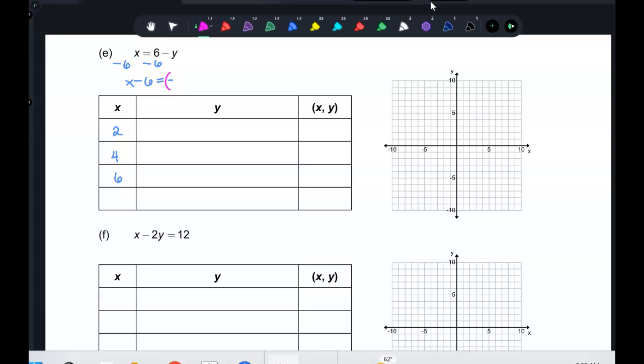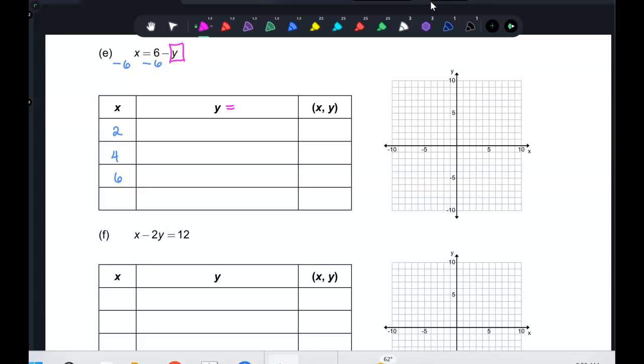Okay, listen. I need to isolate y. I need to make this y equal something. So y equals x. Okay, how do I isolate y? I want to get y by itself.